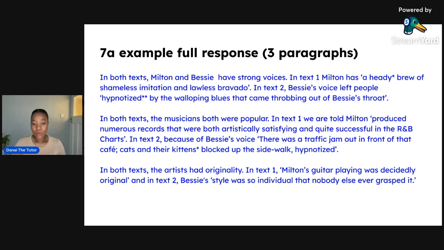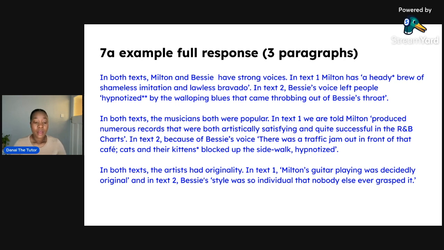So for this question, okay, I provided 3 paragraphs. So this is like a full response to this question. And what you're going to see is it's quite straightforward. It's very easy to get full marks on this question, okay? Just make sure you have your similarity as your point, and then evidence from both texts.